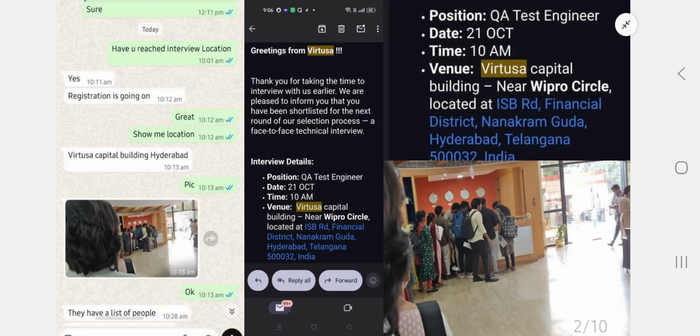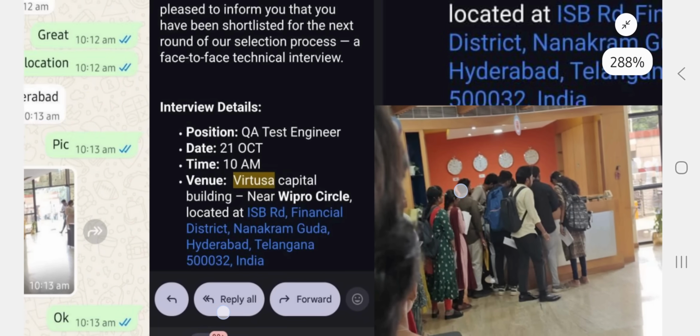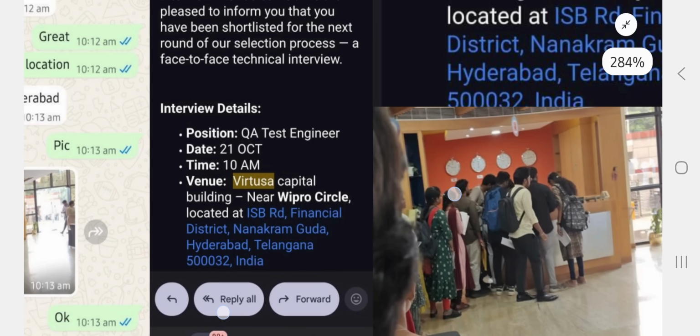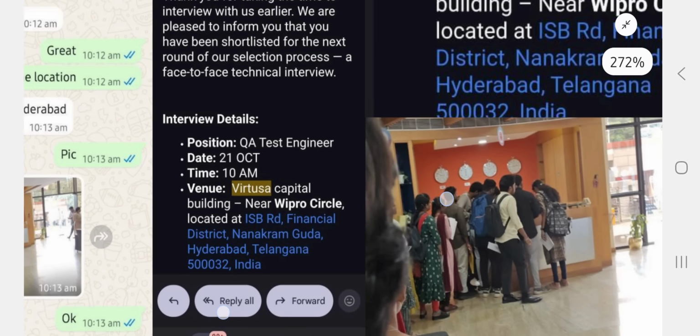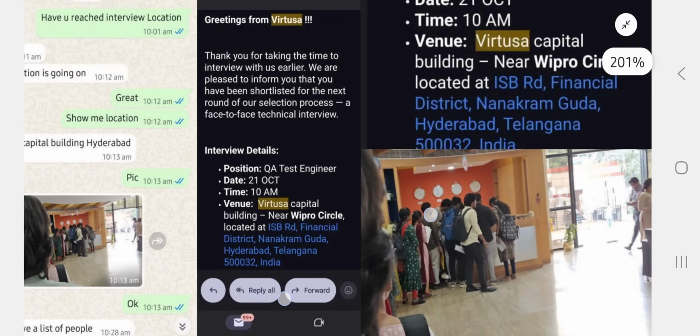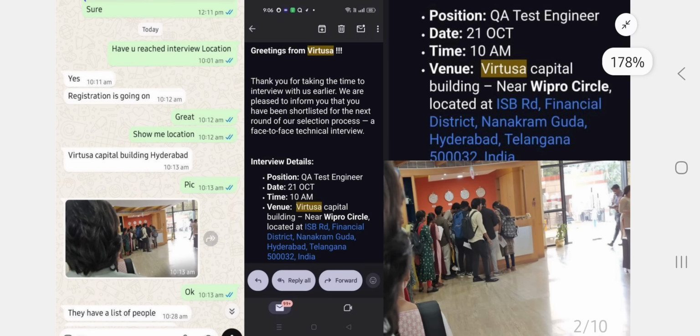So here, a few students are receiving interviews on 21st October at 10 a.m. The interview location was Hyderabad, for the QA tester engineer role. Okay, so make sure you are clear about one point. This is not for those who put in the location preference. So this is not for those students.